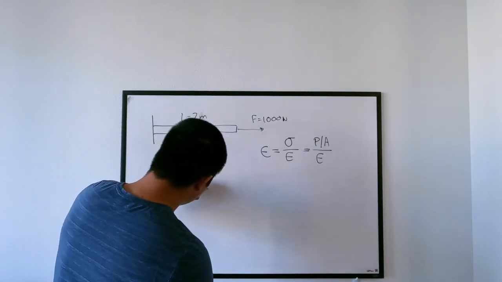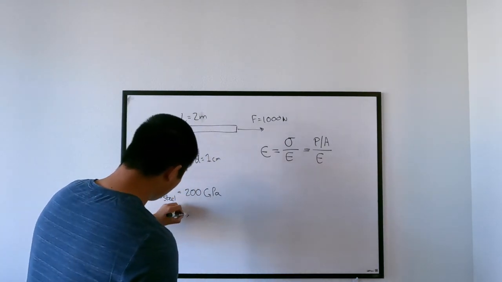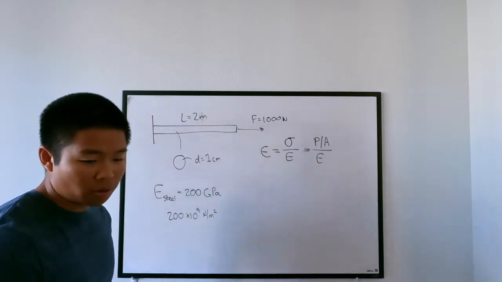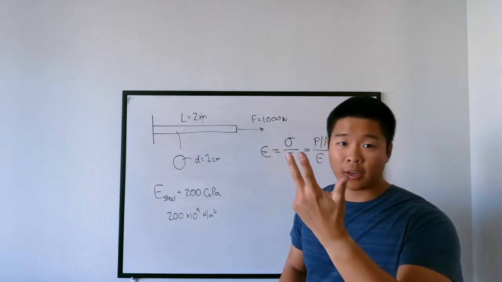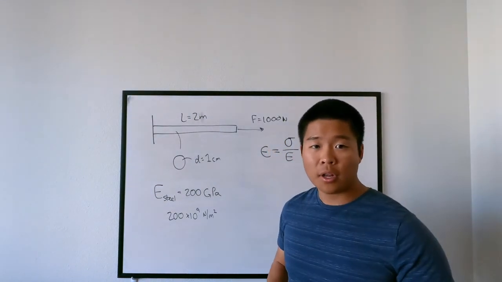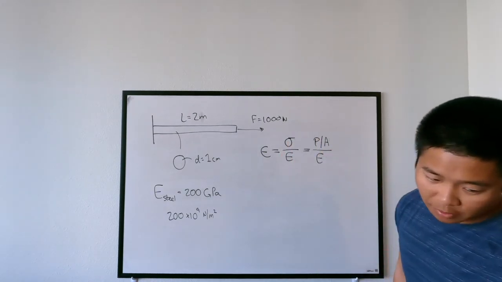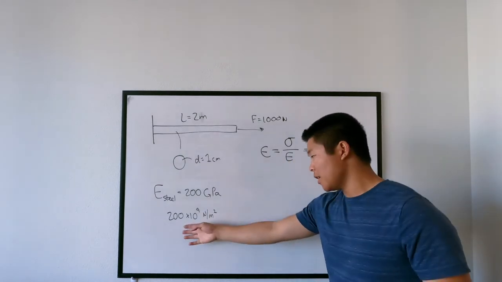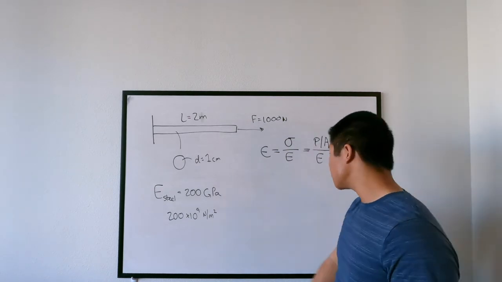200 gigapascals, which, if you're not familiar with giga, is 200 times 10 to the 9 newtons per meter squared. In deformables, you should become very familiar with kilo, mega, giga. Kilo is 10 to the 3rd, mega is 10 to the 6th, and giga is 10 to the 9th. Those are the big units that we will often use in this class. So this is the stiffness of steel.